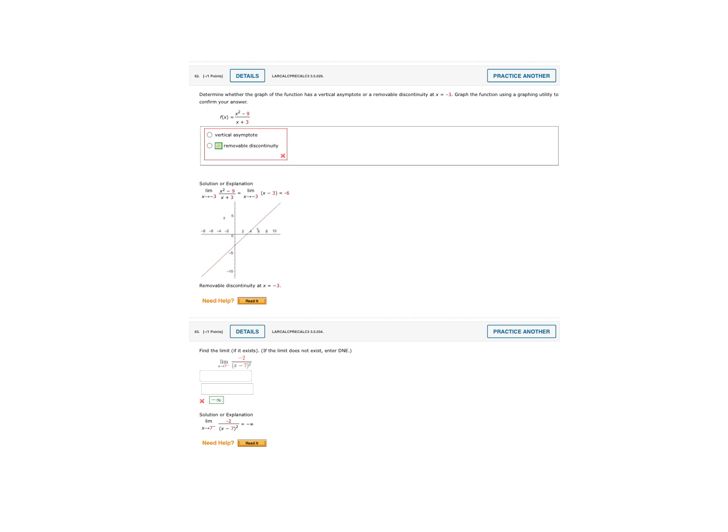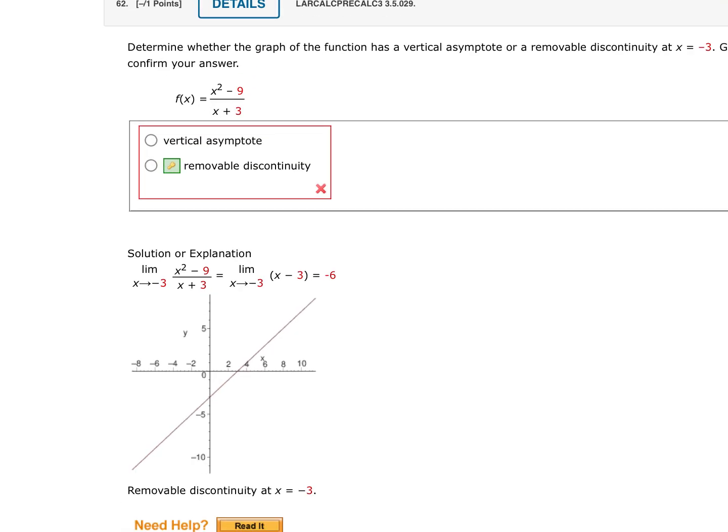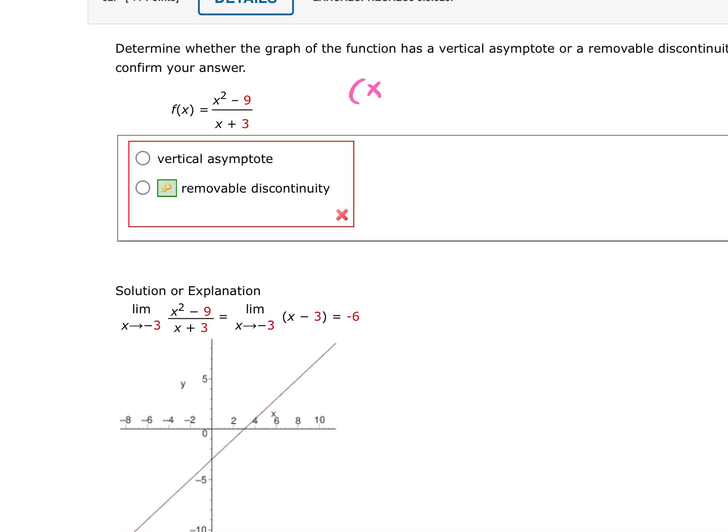For 62, it factors. So the top would be x plus 3, x minus 3 over x plus 3. So we have a hole because they cancel. So that would be why it's a removable discontinuity, because this is a hole.